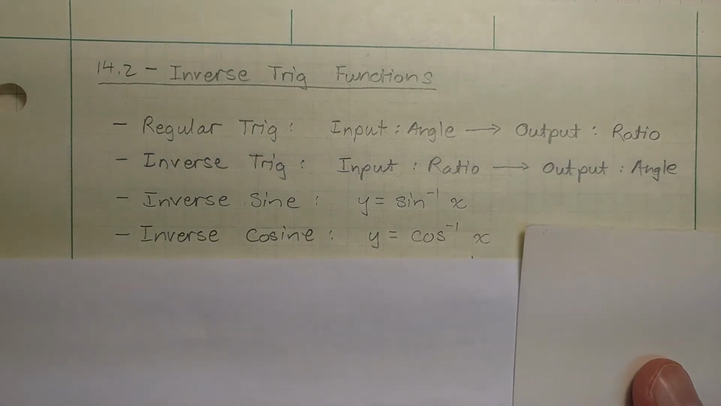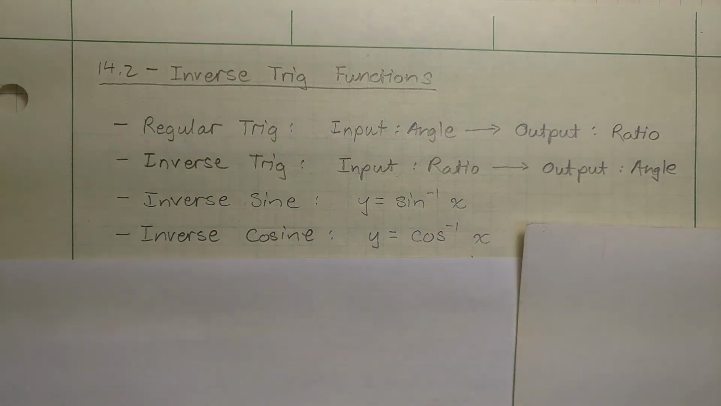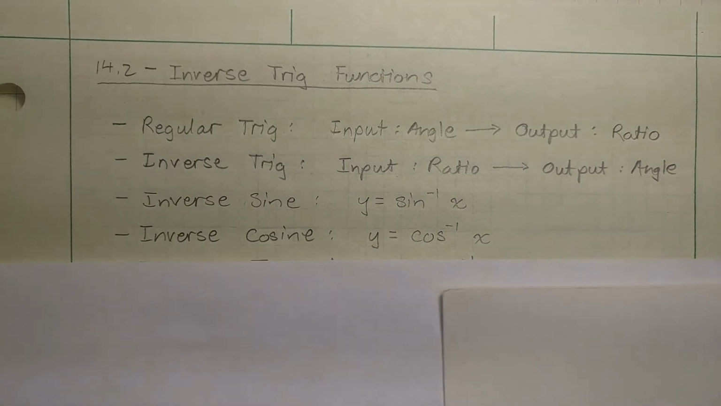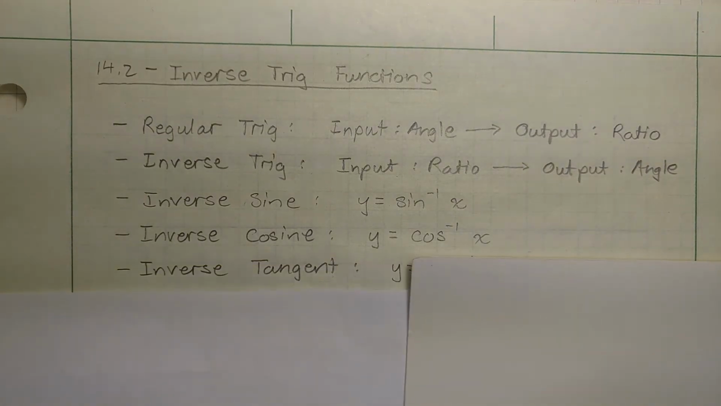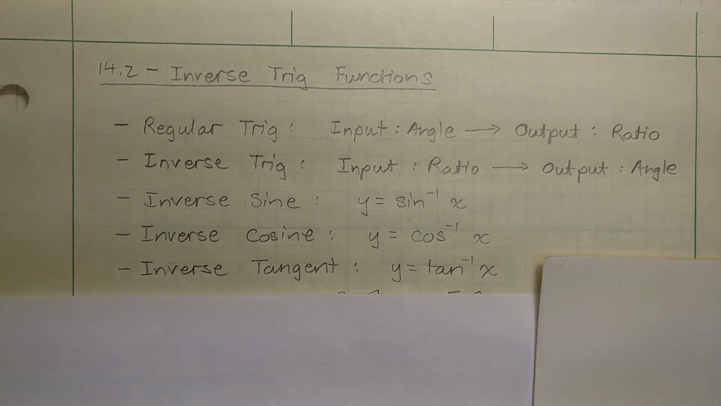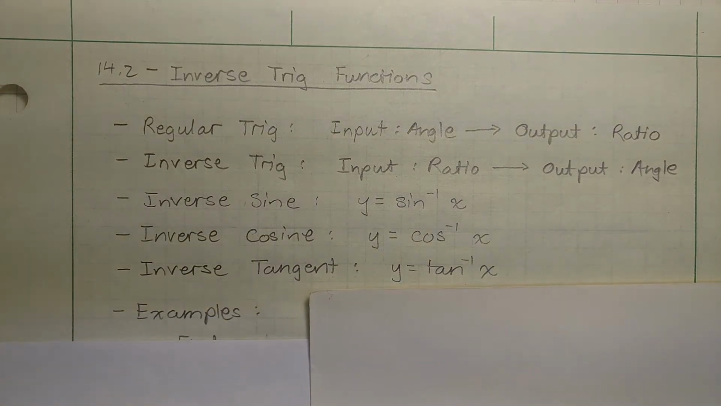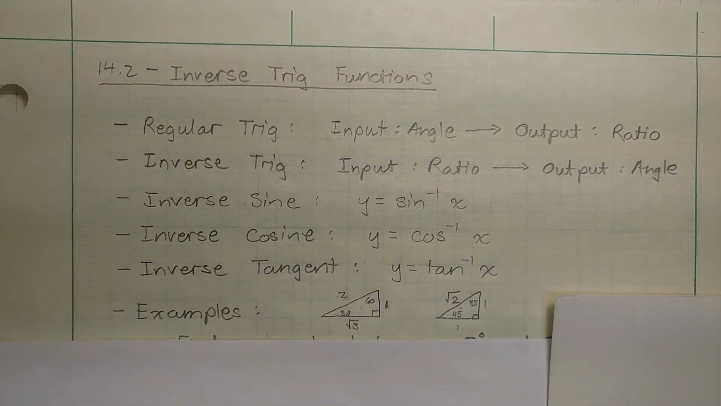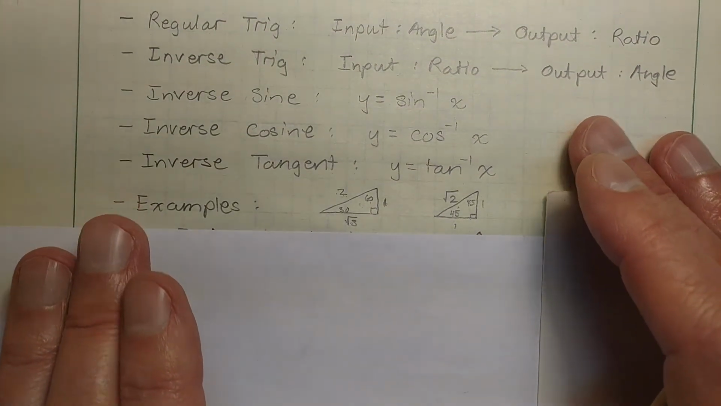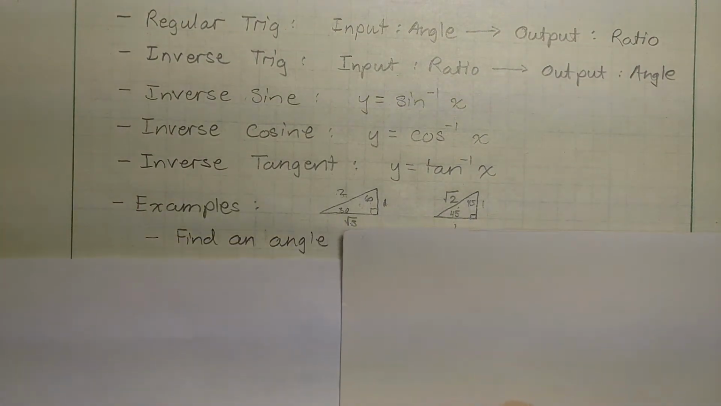The inverse cosine is written like this. We write it with the -1 power, but we don't mean we're actually doing the -1 power. And the inverse tangent is written just the same, y equals the inverse tangent of x. So let's look at some examples. We need to have our reference triangles in mind when we look at these. These are the ones that we have to be able to do without a calculator.